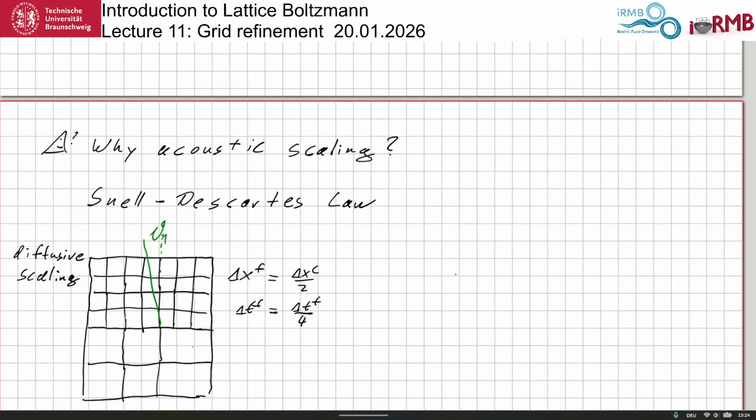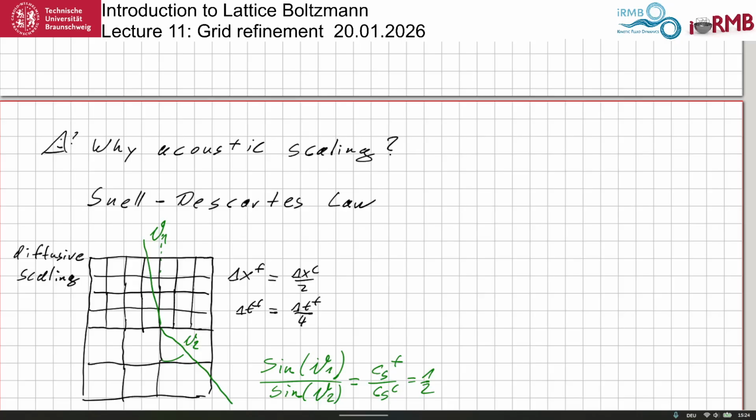Then, due to the fact that there is a difference in the speed of sound, we'll have a different angle going out, say theta 2. And Snell's law says that sine theta 1 divided by sine theta 2 is equal to the speed of sound in the fine divided by the speed of sound in the coarse, and this is 1/2. So you see that the wave gets bent, and this also means that part of the wave comes back.